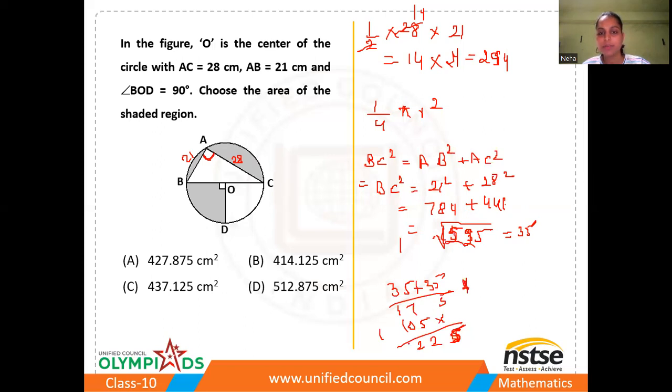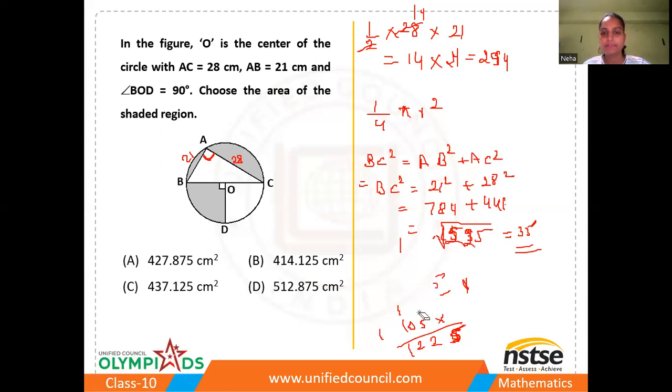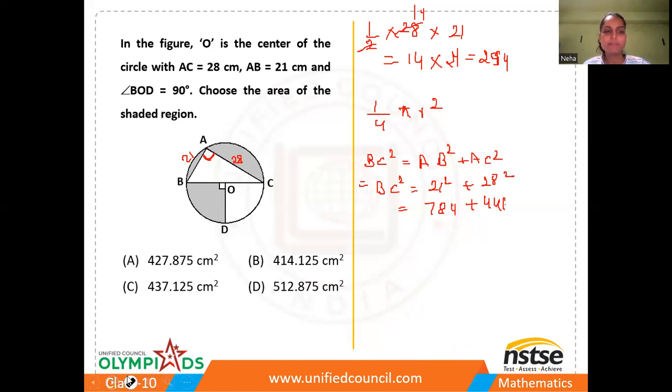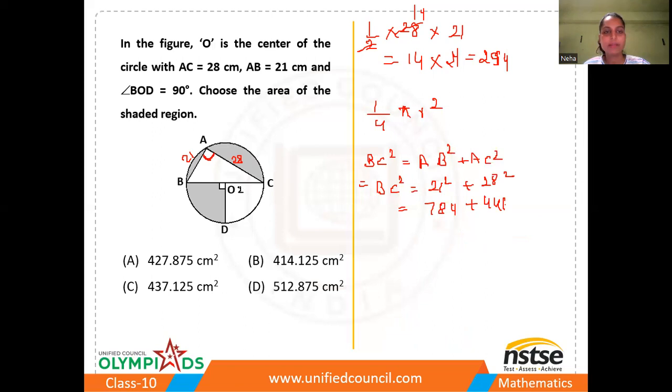This is 1225. Yes, this is 1225. So this is 35. Okay, so yes, this is 35. Alright, so the diameter is 35. This means if the diameter is 35, the radius is 35 by 2. Now 35 is not divisible by 2, so I am just writing it as 35 by 2 only. This radius is 35 by 2.